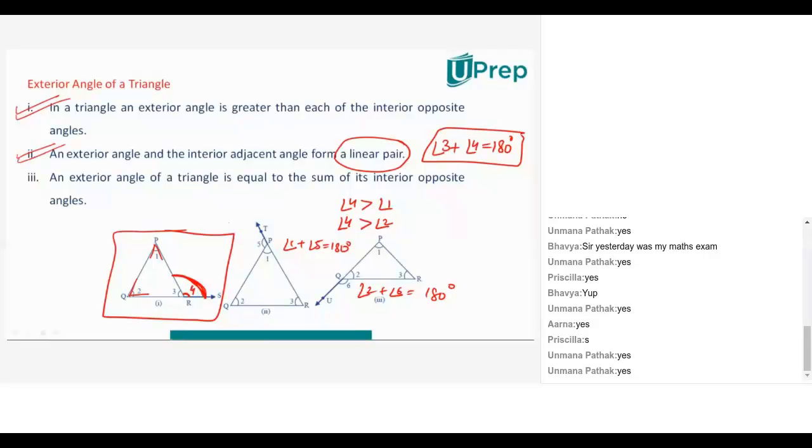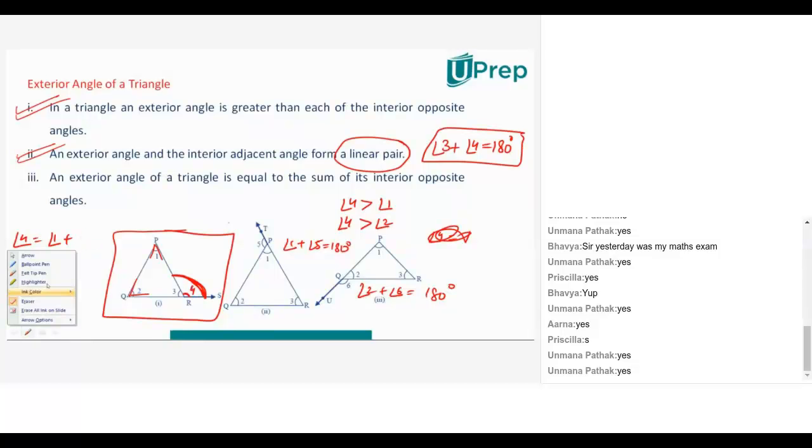The third property says that an exterior angle of a triangle is equal to the sum of its interior opposite angles. Let me convert this into a mathematical expression. Angle 4 equals angle 1 plus angle 2. This is what he's saying. Who can tell me why? I'm interested in this.